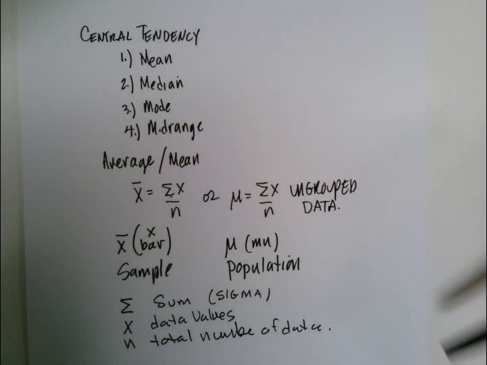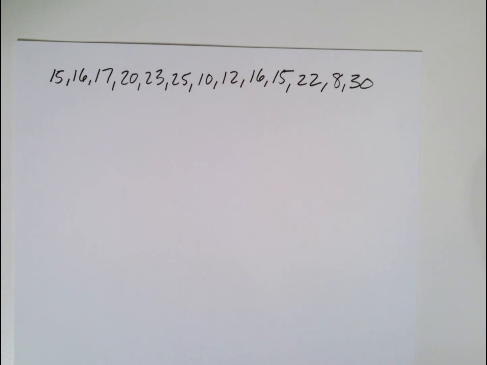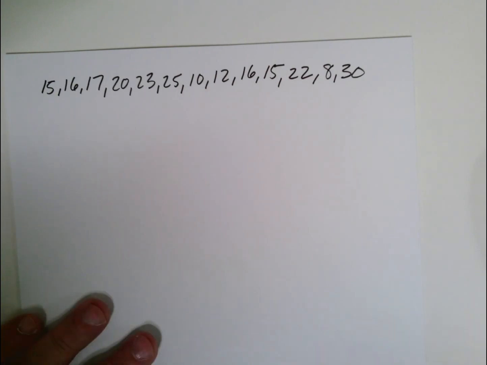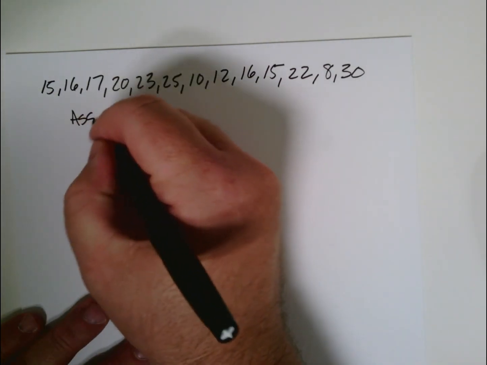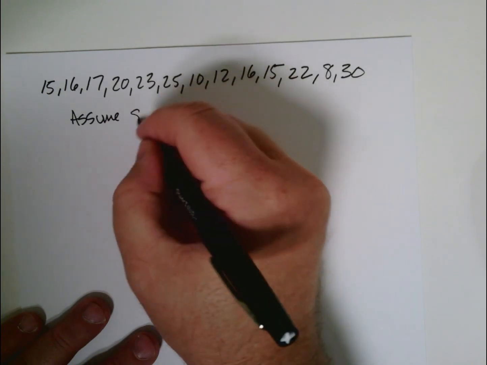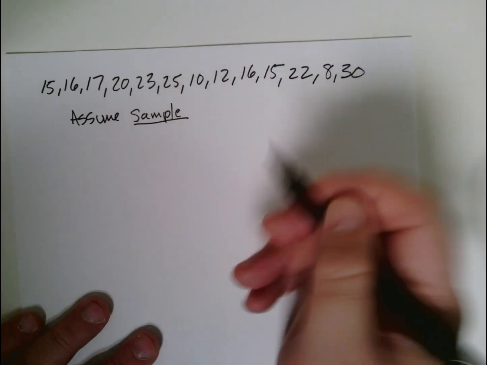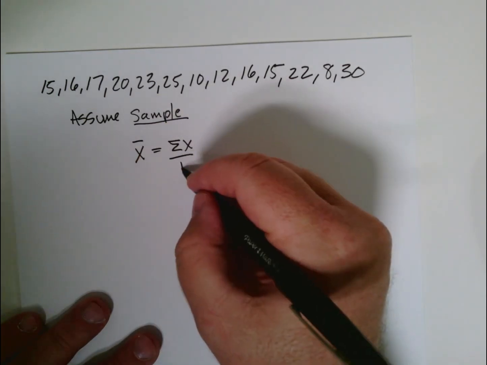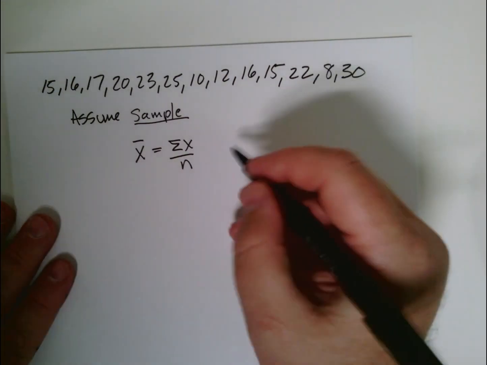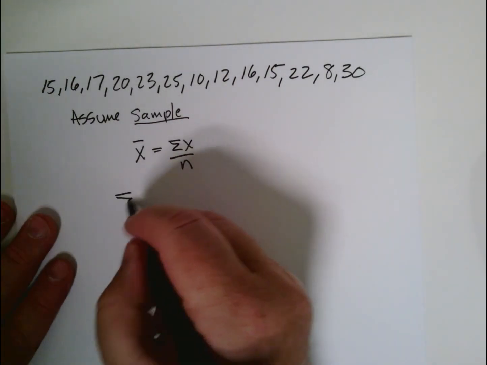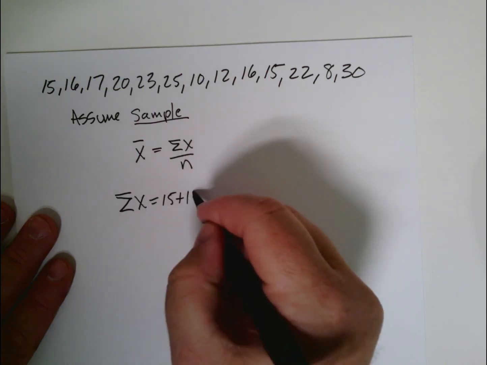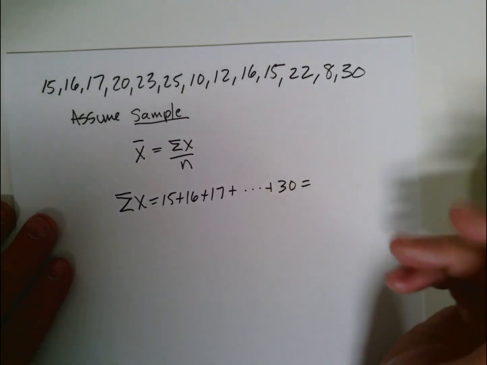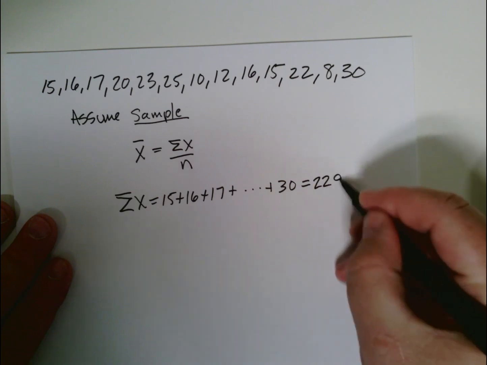So let's do an example. Suppose we're given a set of data that looks like this, and let's assume for our example that this is a sample. So we're going to use X bar is the sum of the X's divided by N. So, sum of the X's: 15 plus 16 plus 17, all the way up to 30. Just add them up, stick them in your calculator and you'll get 229.